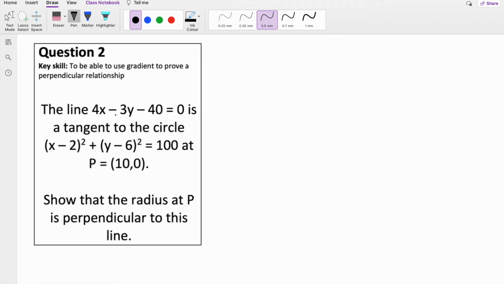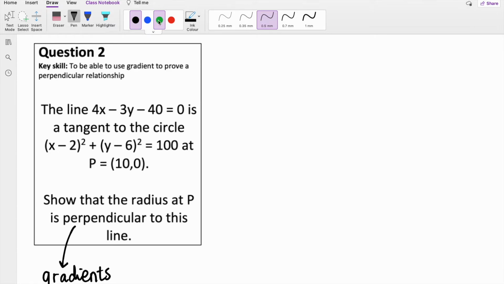of a straight line, which is a tangent to the circle at this point. Show that the radius at this point is perpendicular to this line. Now, whenever you see the word perpendicular, you need to start thinking about the gradient. If two lines are perpendicular, then their gradients multiply to give you -1. They are negative reciprocals of each other.